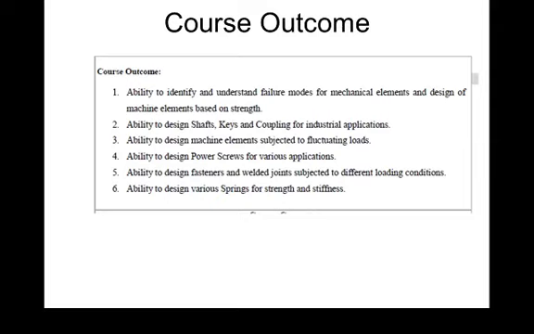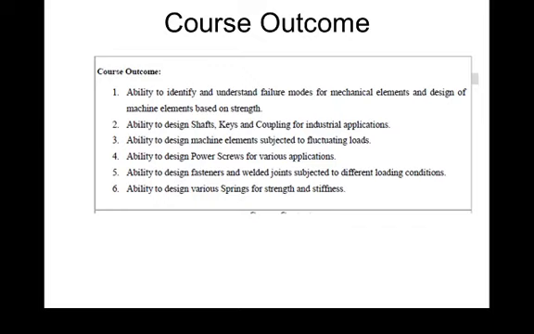Then there are 6 different course outcomes designed for this subject. The first one is the ability to identify and understand the failure modes for mechanical elements and design a machine element based on strength. Now design is basically based on strength and rigidity. The failure mode is also dependent on how the component is going to fail and what material properties are possessed by the material. Whenever components are designed, first they are designed on strength and rigidity.